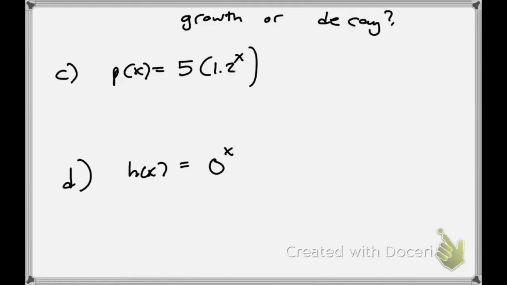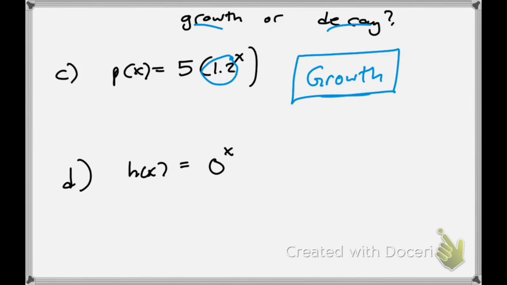So those are two more examples. We don't have to graph these. Let's just determine whether we have growth or decay from the given function. So example C here, is this growth or decay? Well, what's b? b is 1.2, so it's greater than 1, so this would be growth.